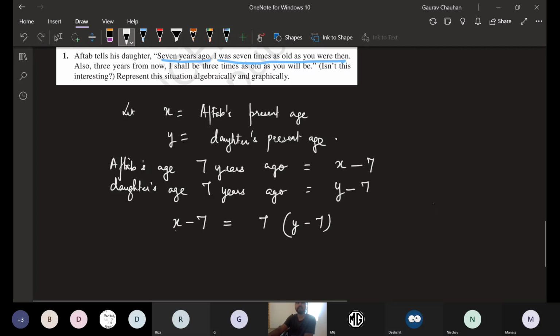Perfect, Dikshit. Let me just write it as a statement once before. So what he's saying, 7 years ago. This blue part I'm writing in blue.